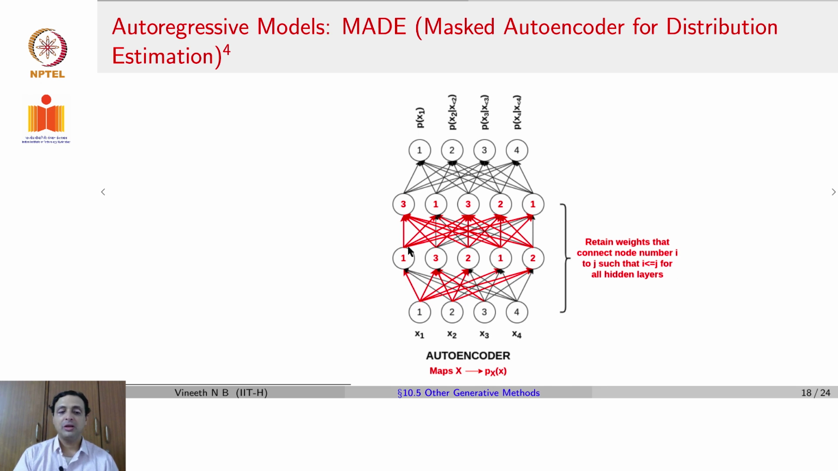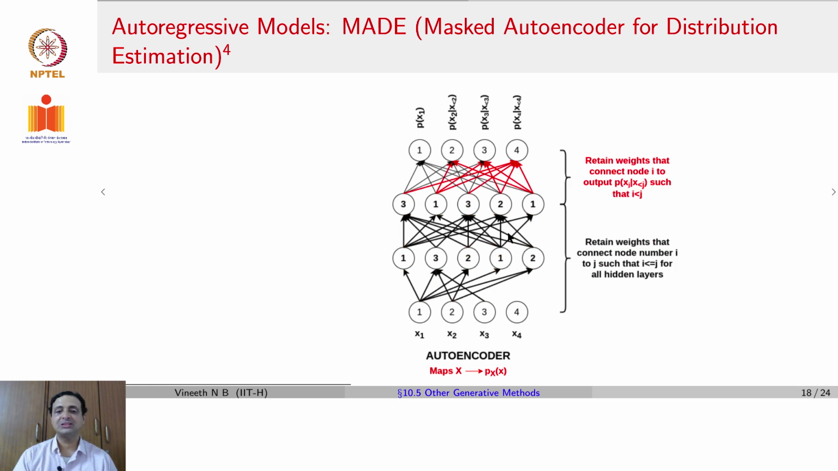What do we mean here? If you have a hidden node 1, it should be connected to an input node less than or equal to 1. So which means only 1 will connect to 1. If the second node is 3, it would be connected by 1, 2 and 3. Similarly, the hidden node labeled with 2 will be connected with 1 and 2, so on and so forth. So we retain only those weights and discard all other weights of those layers.